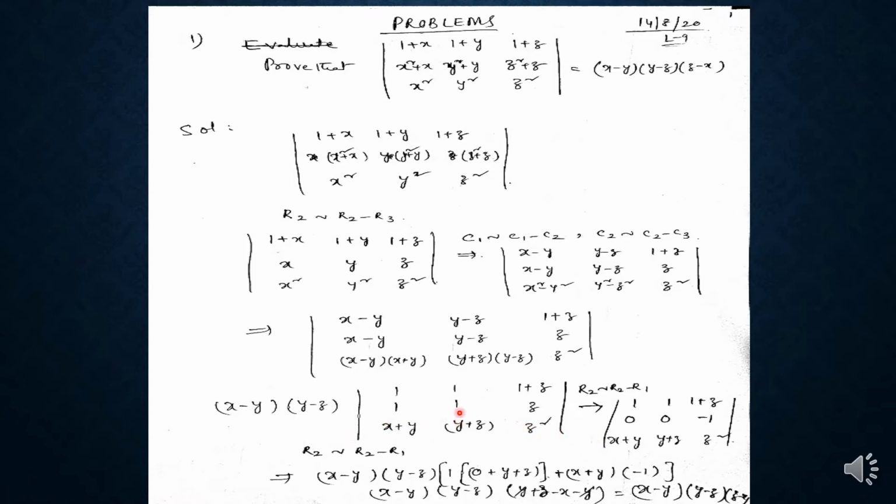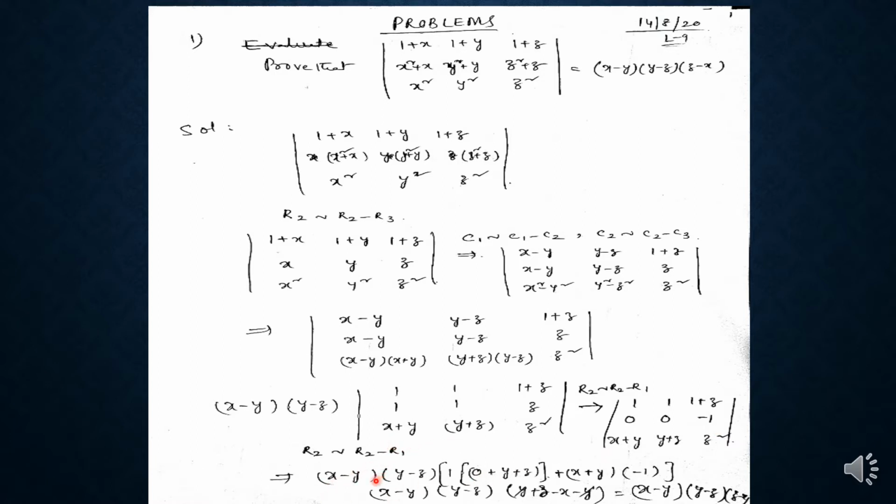Now the two ones are there, to make them zeros we change R2 as R2 minus R1. Then this becomes (x−y)(y−z) times the determinant, where R1 and R3 are constant, so R1 is 1, 1, 1+z. Now changing R2 as R2 minus R1: 1−1 is 0, 1−1 is 0, and z−(1+z) is z−1−z, z cancels, we get −1. Row 3 is x+y, y+z, z².